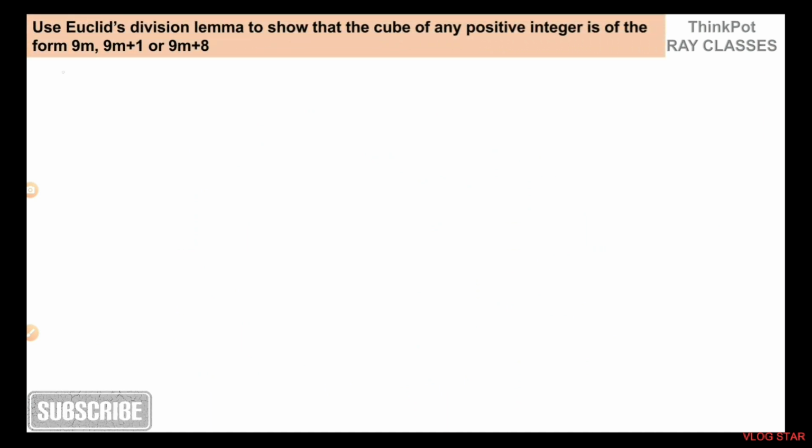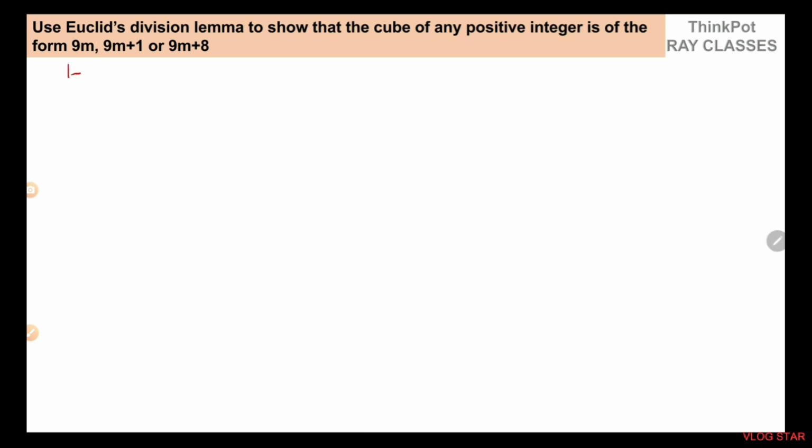Let's look at the next question on a similar pattern. Suppose the question is: use Euclid's division lemma to show that the cube of any positive integer is of the form 9m, 9m plus 1, or 9m plus 8. Now here you have a cube. So what do we have to say?